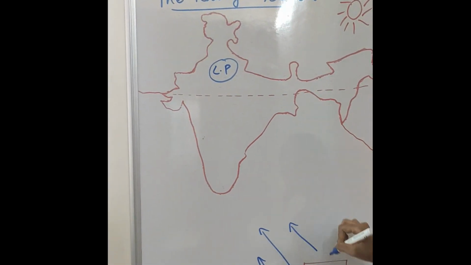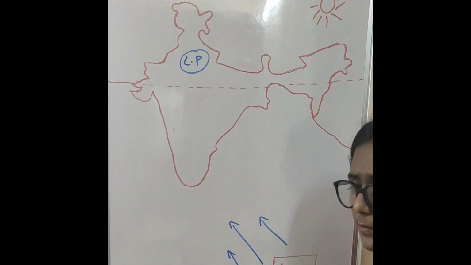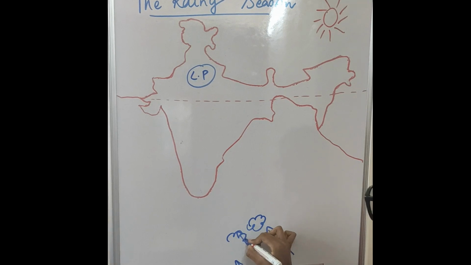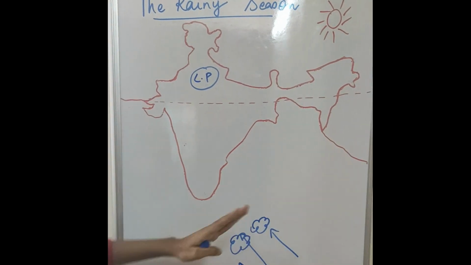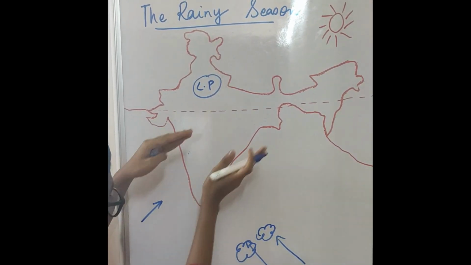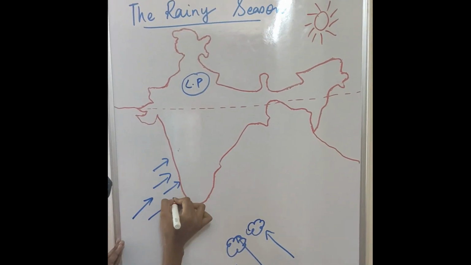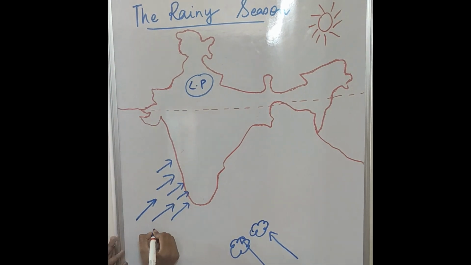They are going to pick up lots of moisture from the ocean, so they become full thick cloud-bearing winds. As they pass the equator, like I told you, they change direction and start moving in a westerly fashion. So they enter the Indian subcontinent as the southwest monsoon.